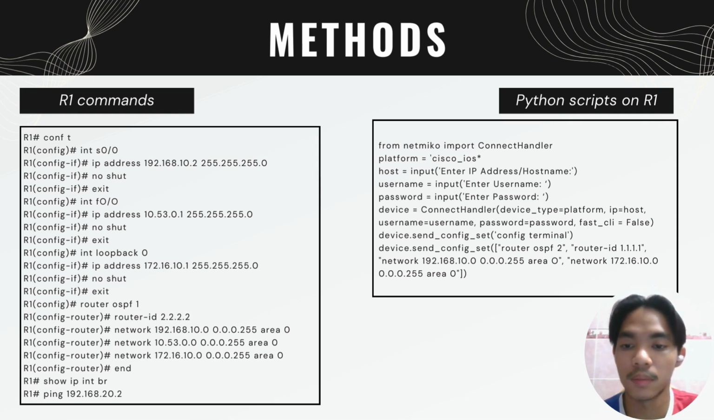My name is Muhammad Umar bin Hasri. In this slide, I will explain about the methods of OSPF network automation using Netmiko and Python 3. We can see the router 1 commands on the left side. We set up the IP address for router 1, which is 192.168.10.2. And on the right side, we can see the Python scripts for router 1.